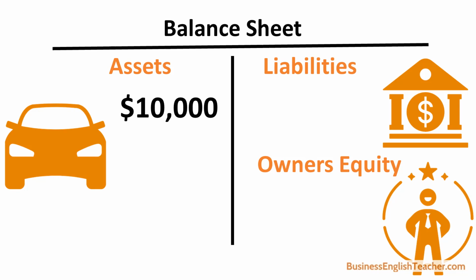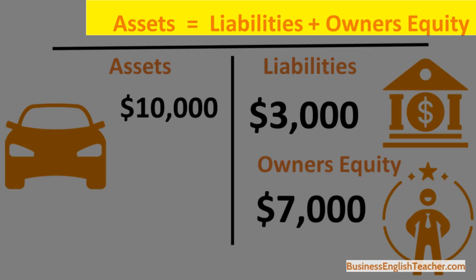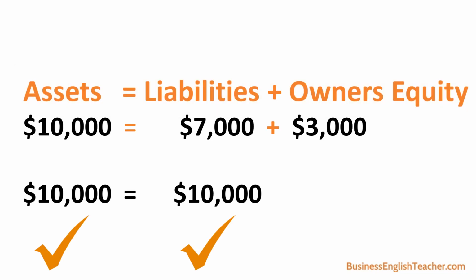Let's assume for the sake of this example that the company contributed $7,000 from its own resources. This $7,000 is the owner's equity. The remaining $3,000 the company borrowed from a bank. This is a liability that the company must pay back. Hence the equation: assets equals liabilities plus owner's equity. This equation must always balance. If the equation doesn't balance, then there is some mistake that you should investigate. The whole accounting exercise boils down to this one equation.